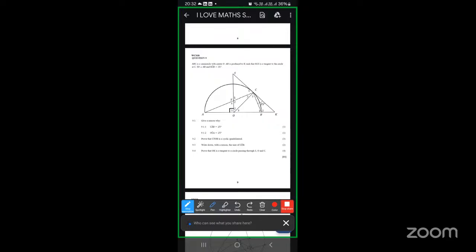We have 9.1 is saying, give the reason why angle CAB is equal to 25 degrees. They are saying already this angle here is 25. So what do you think, guys, is the reason for that? Because of the tangent, the tan chord theorem. Yes, that's true. Is there anyone who's still lost?